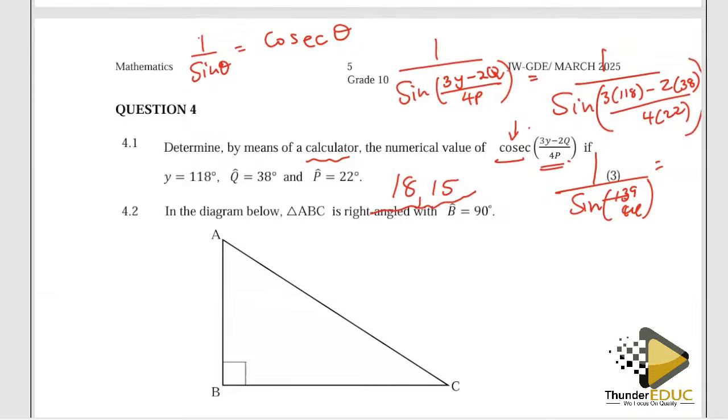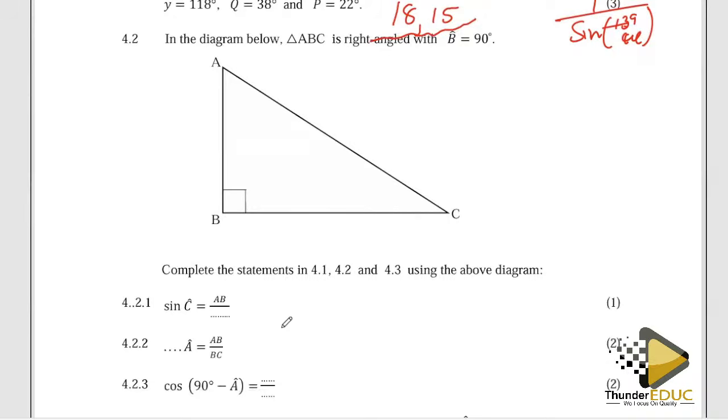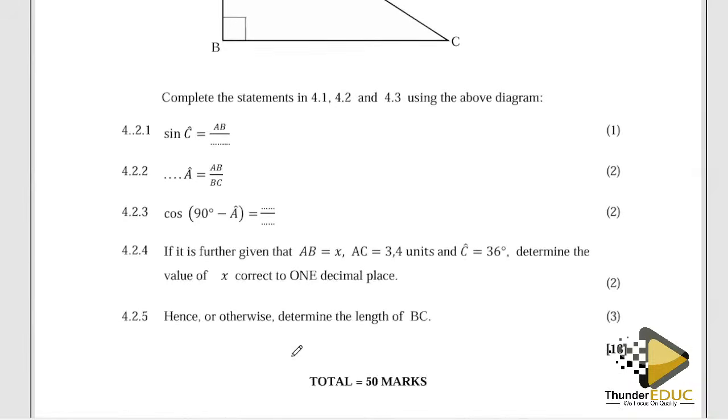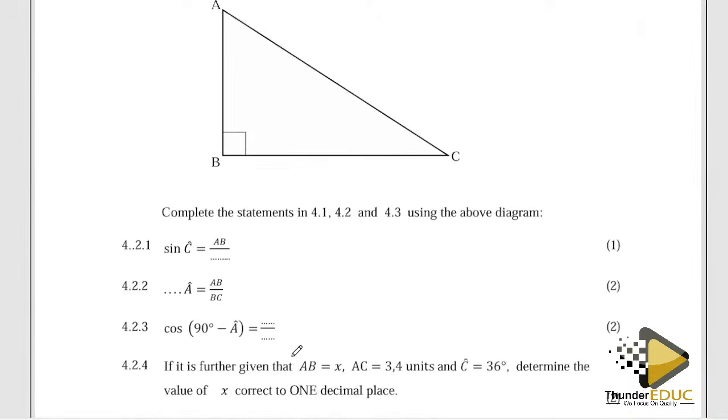Then 4.2. They're telling us in the diagram below, ABC is a right-angled triangle with B being 90. Complete the statements 4.2.1, 4.2.2, 4.2.3 using the above diagram. Okay, that's fine. I'm not going to complain. So it should be sine of C.